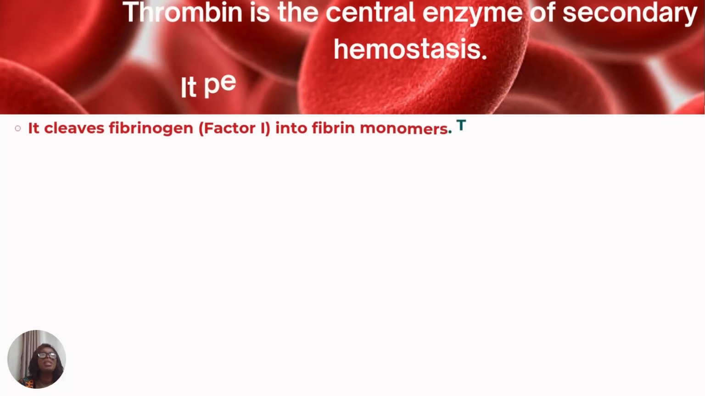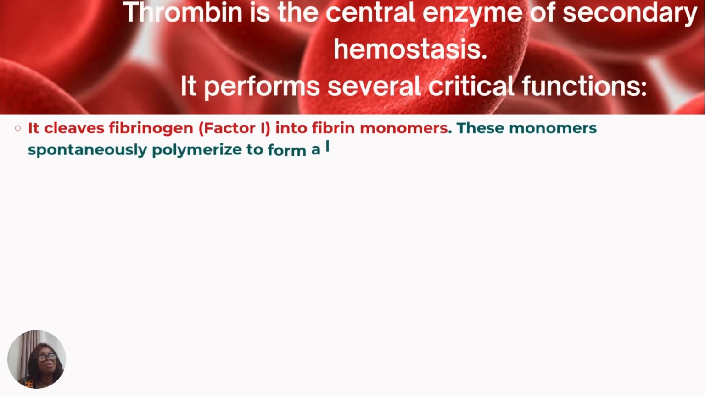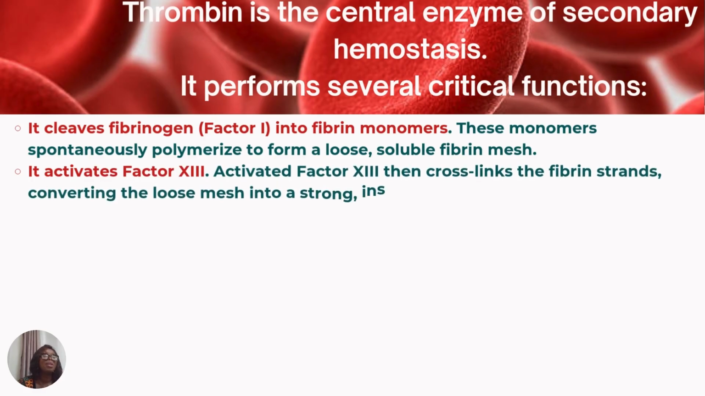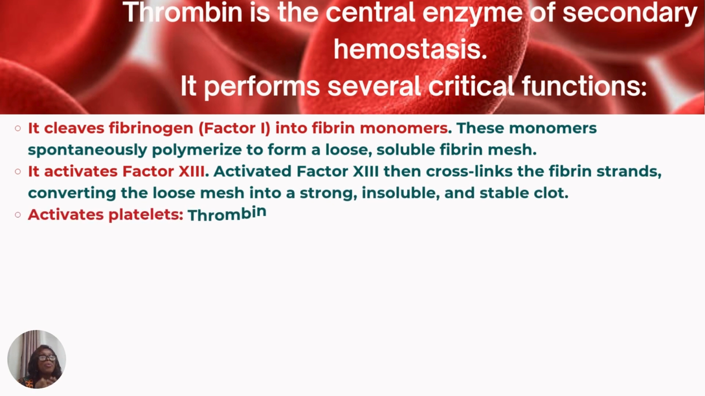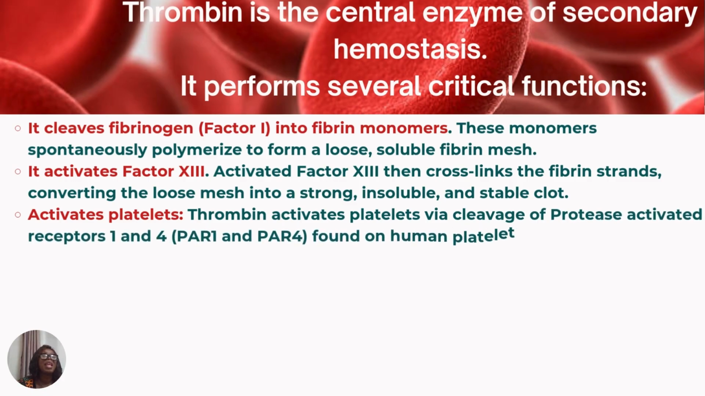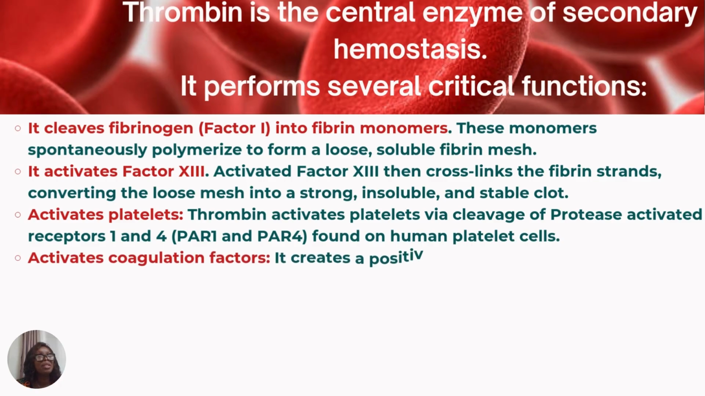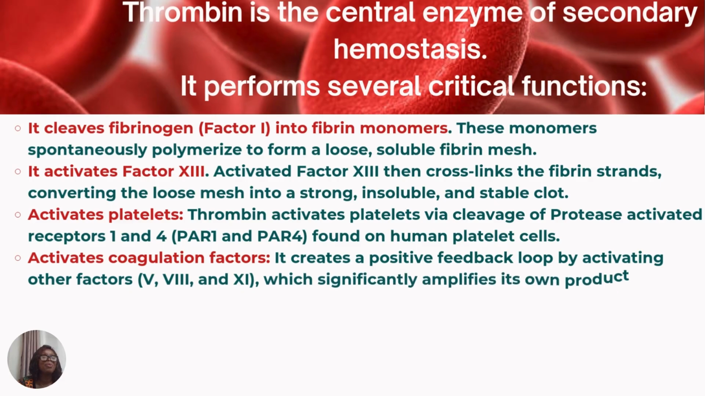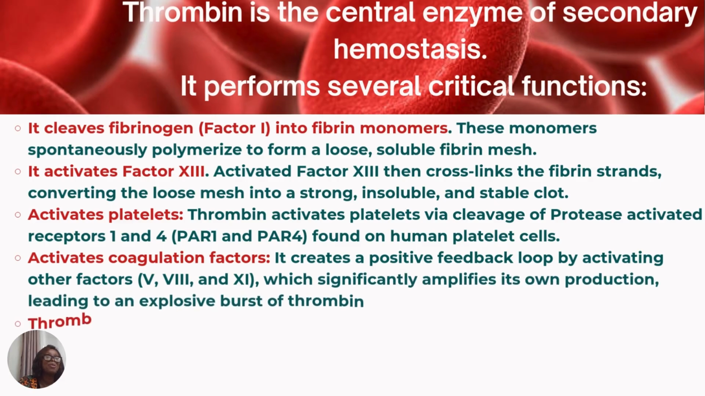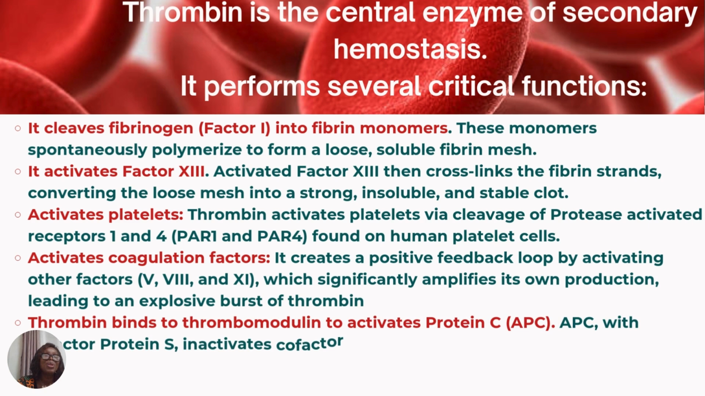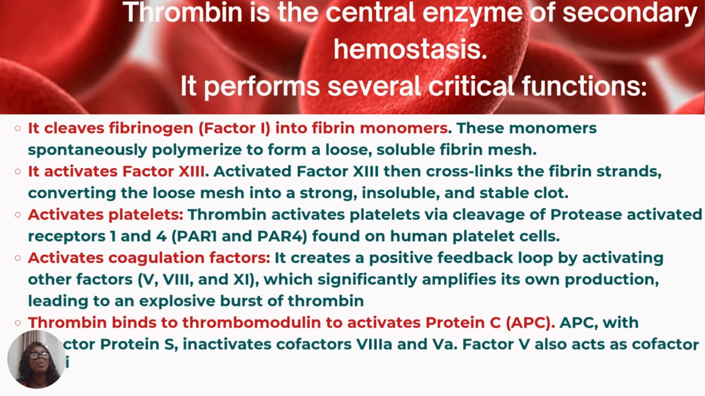Now, we said earlier that thrombin is the central enzyme of secondary hemostasis. Thrombin performs several critical functions in secondary hemostasis. Number one, when thrombin is formed by the activated factor 10 and factor 5 complex, it does what? It cleaves fibrinogen into fibrin, forming the fibrin clot that helps to reinforce the platelet plug that has already been formed earlier. So thrombin cleaves fibrinogen to form fibrin, number one function.